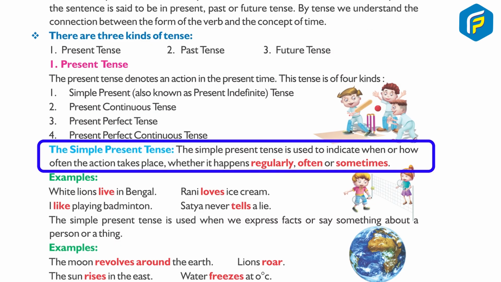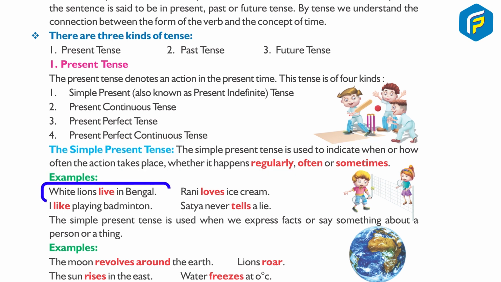The simple present tense. The simple present tense is used to indicate when or how often the action takes place, whether it happens regularly, often or sometimes. Example: White lions live in Bengal. Rani loves ice cream. I like playing badminton. Satya never tells a lie.